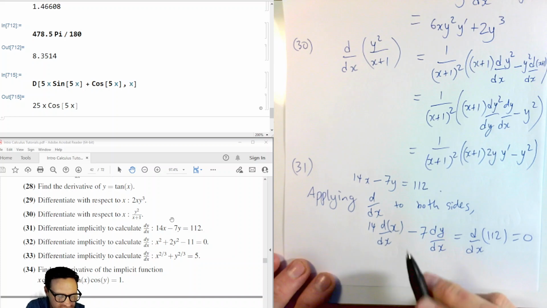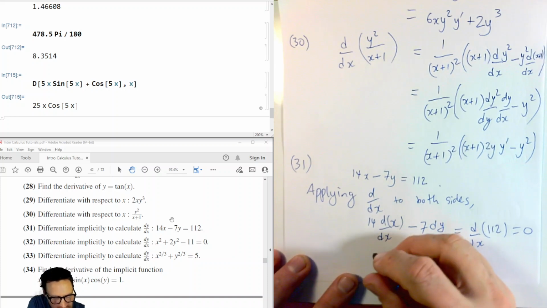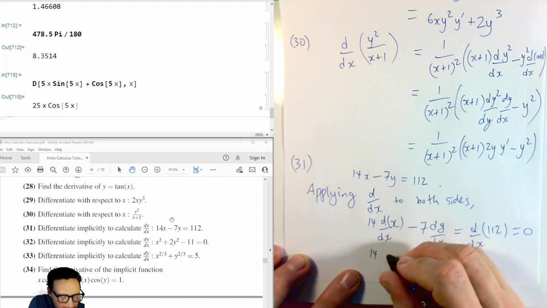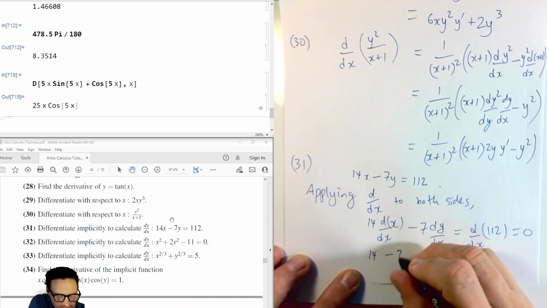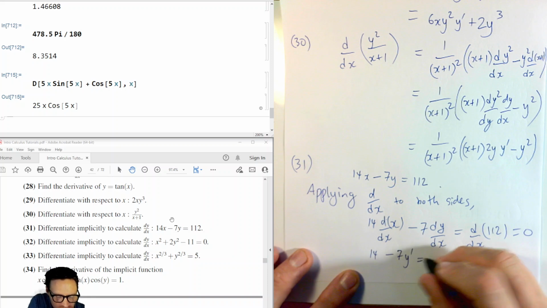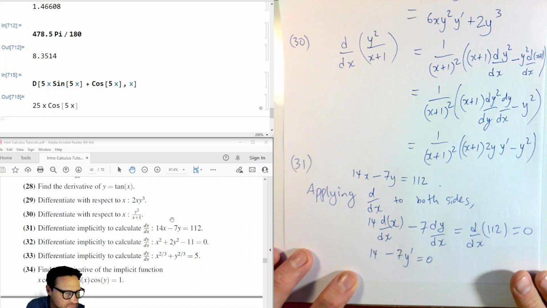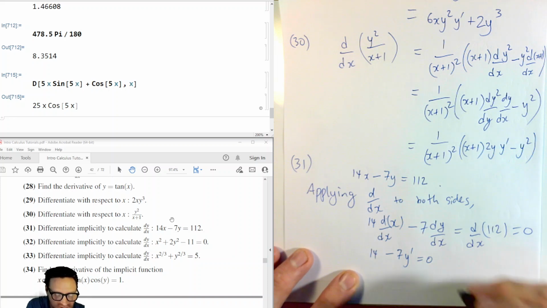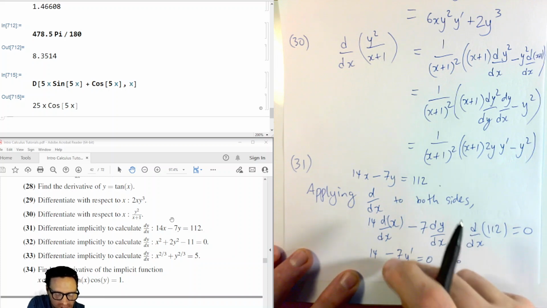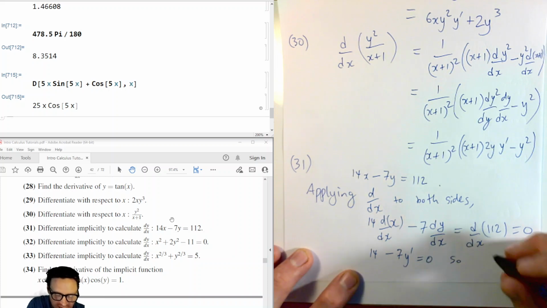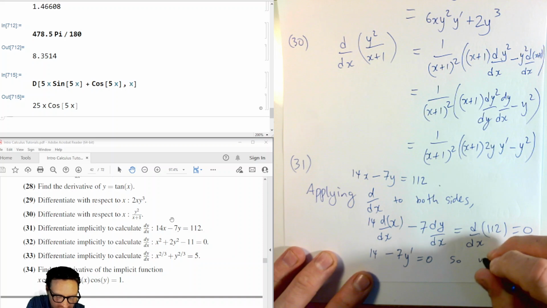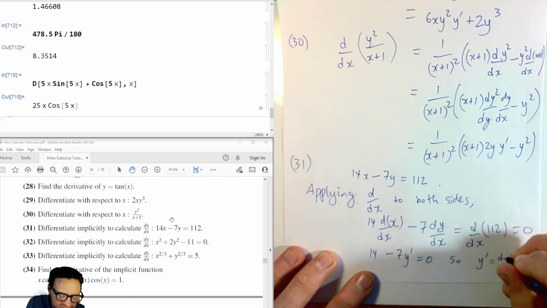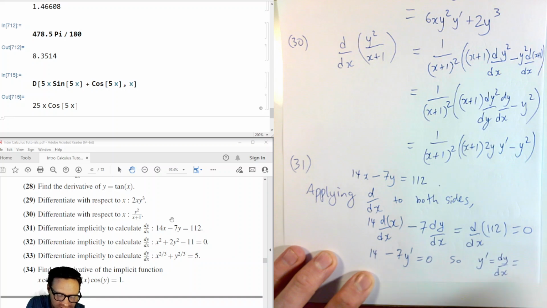Okay, so simplifying this, dx on dx is 1. So we have 14 minus 7y' equals 0. And then we're asked to calculate dy on dx, which is y'. So we want to simplify this. So we'll take this minus 7y' to the right hand side and then divide both sides by 7, and we'll get y', which is dy on dx, is equal to 14 over 7 is 2.